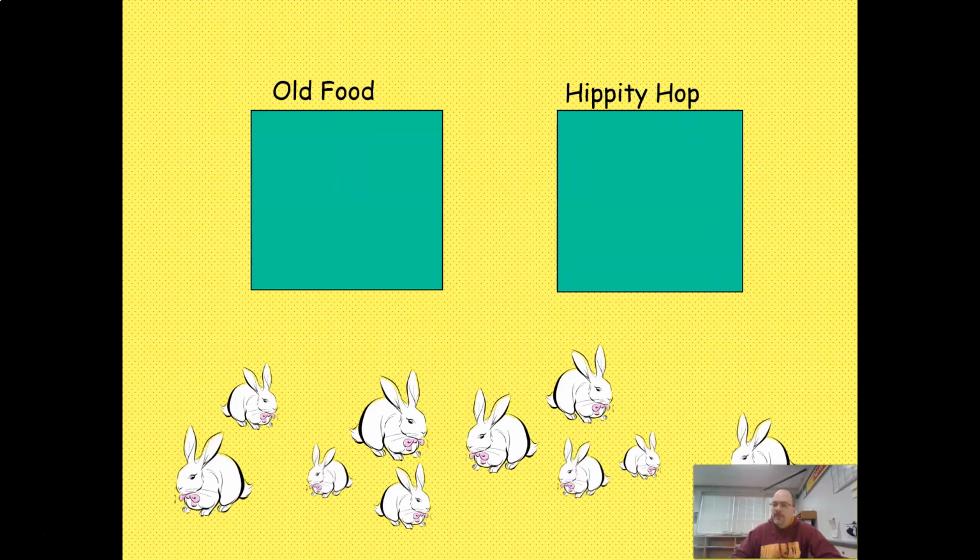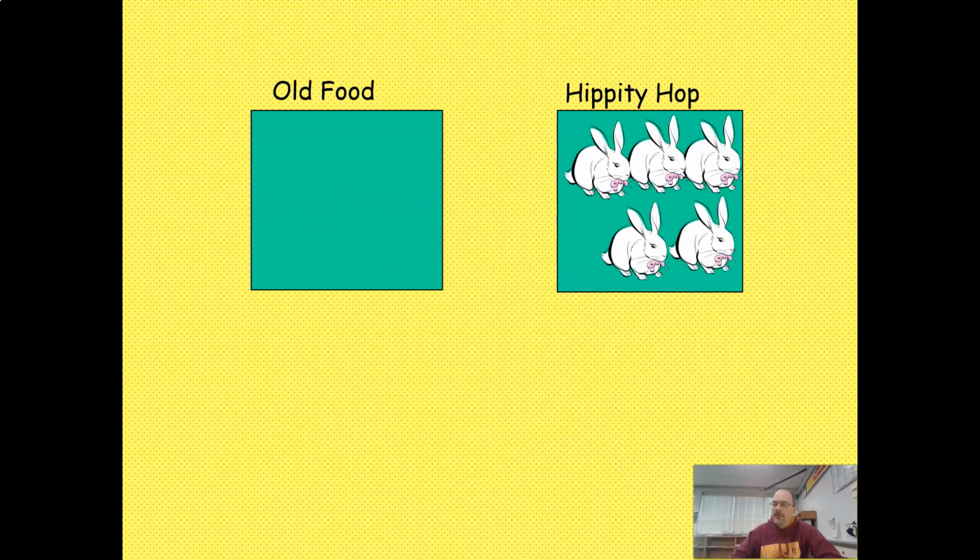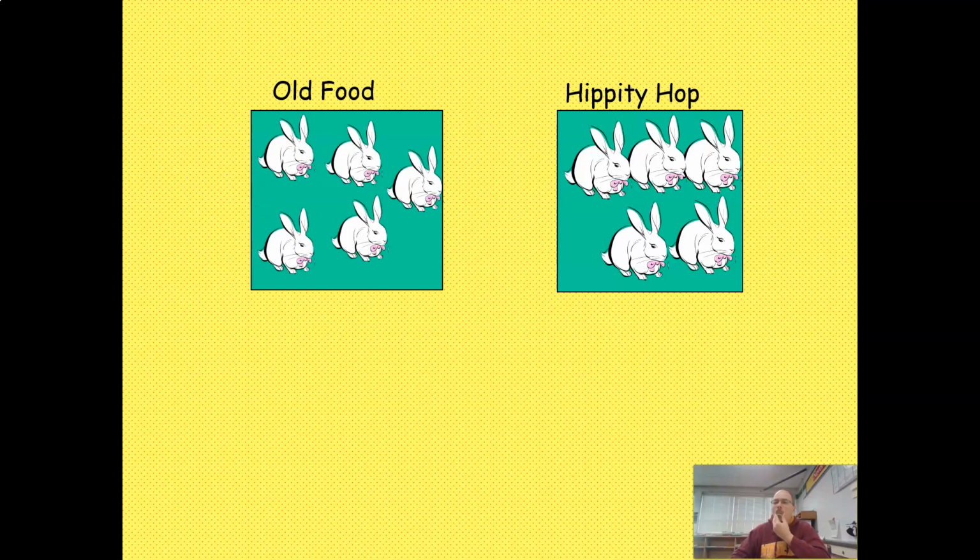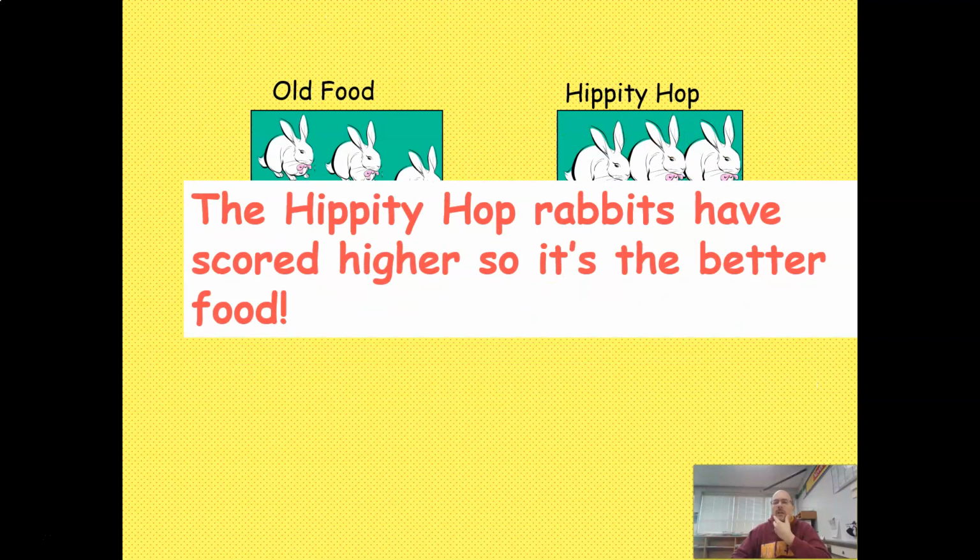So I see my 10 rabbits down there. I catch these 5, and then the other 5 get the old food. Well, something looks a little weird here, ladies and gentlemen. Okay, well, again, the hippity hop rabbit scores higher, so it's a better food. Well, look at those rabbits. The rabbits that got hippity hop are already, you know, they're kind of chubby already, and they're a little bit slower, and I think I caught them easier. So that's not the best method.